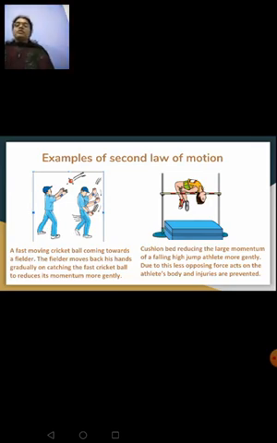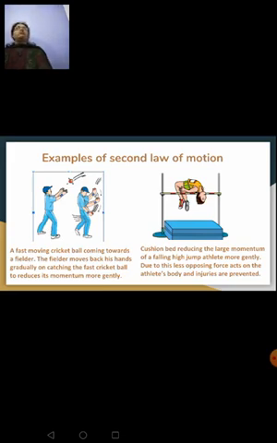See, let us take this example, a fielder trying to catch a ball. So what happens here? A fast moving cricket ball will have more momentum. So if the player is going to catch it immediately, what will happen? He may hurt his fingers.